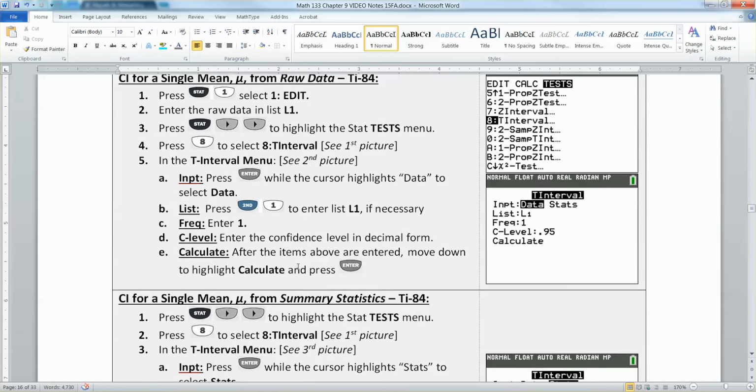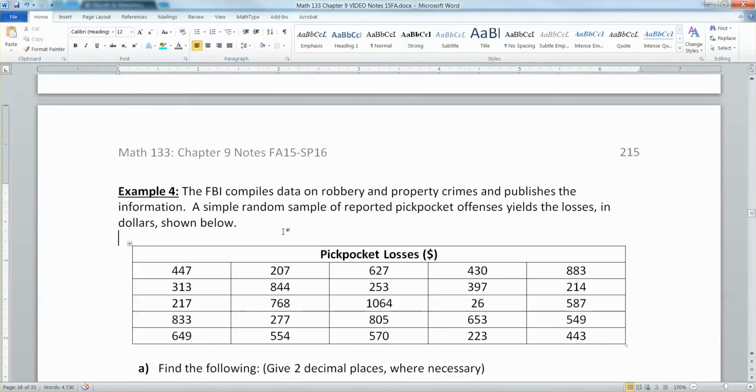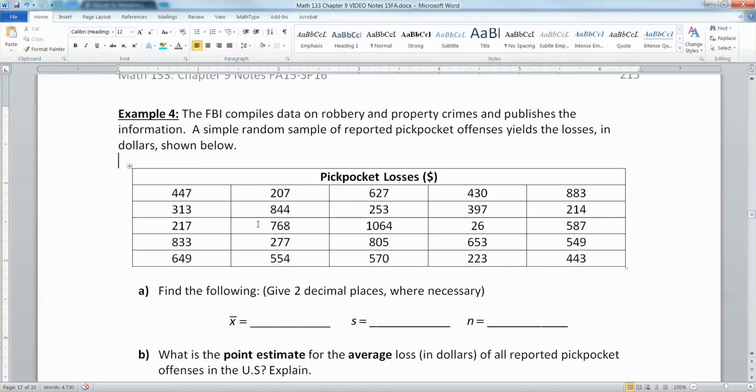All right, now here's how to find a confidence interval from raw data and summary statistics, but we'll see all of that as we do the problems. So let's do some problems. So we have, speaking of pickpockets, the FBI compiles data on robbery and property crimes and publishes that information every year. So we took a simple random sample of reported pickpocket offenses and it yields the following losses in dollars shown below.